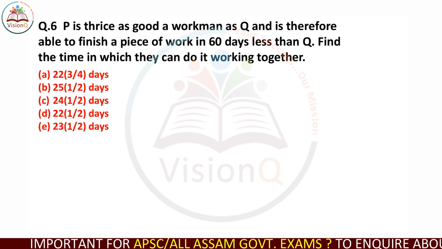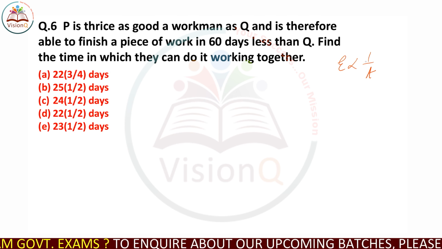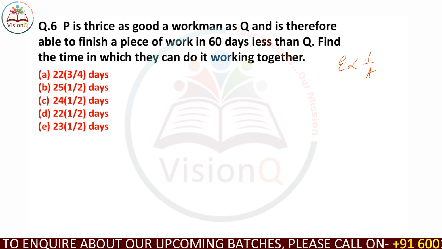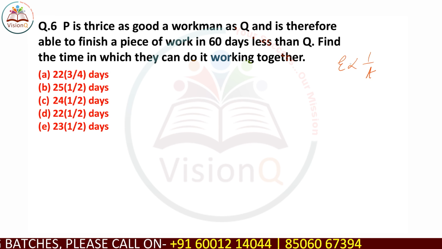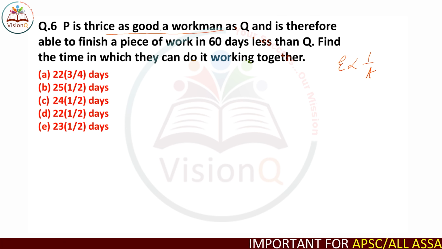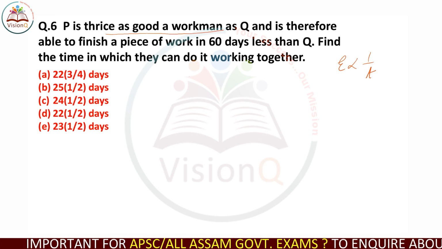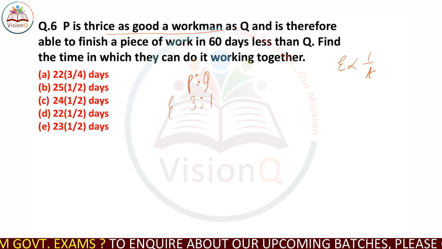Now we know efficiency and time are inversely proportional. Efficiency means 1 day work or 1 hour work. If the efficiency of a person is more, he will take less time to complete the work. And if the efficiency of that person is less, he will take more time. It is given that P is thrice as good as Q. It means P is 3 times as efficient as Q. So the ratio of P to Q will be 3 is to 1. This is the efficiency ratio.